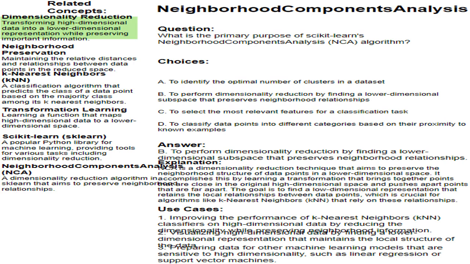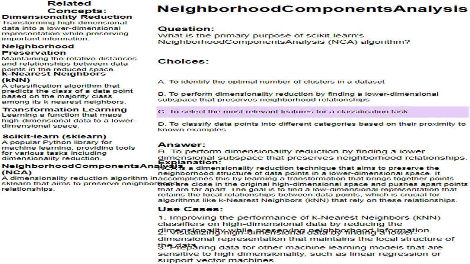Dimensionality reduction can project these images onto a lower dimensional space while preserving the essential visual information. C. To select the most relevant features for a classification task. Incorrect. Feature selection methods like recursive feature elimination (RFE) are used to identify the most relevant features. NCA focuses on preserving neighborhood relationships, not selecting features.